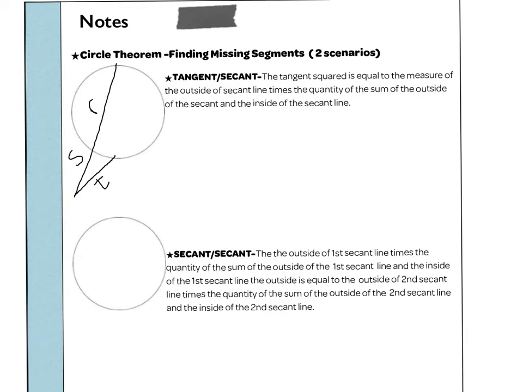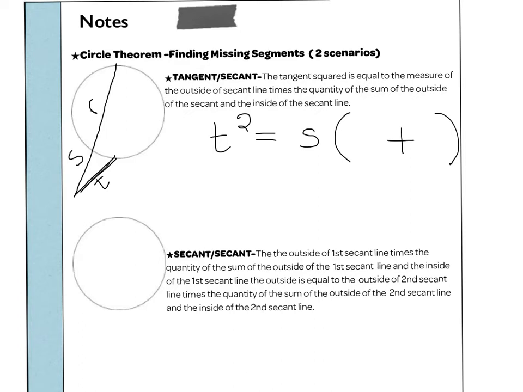So that literally translates to find your tangent, there it is, square it. So T squared is going to be equal to, and again it says the measure of the outside of the secant line. So here's my secant line. My secant line is all of this. But I just want the outside, which is going to be S. And then that is going to be times the quantity of the sum. So I'm going to be summing some, and the quantity of means I need to open up parentheses, and I'm going to be summing 2 things.